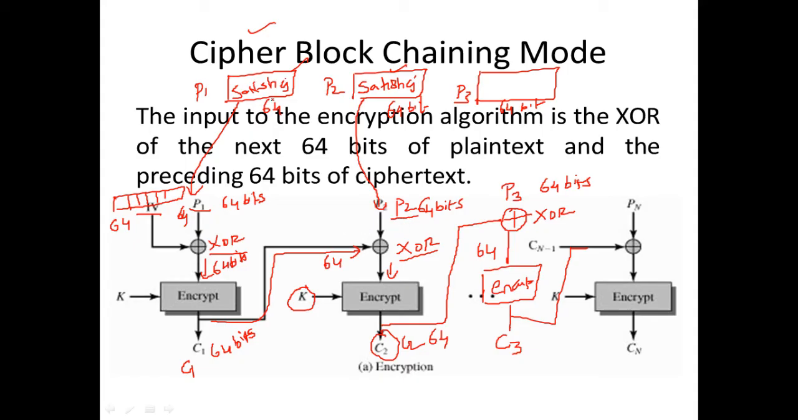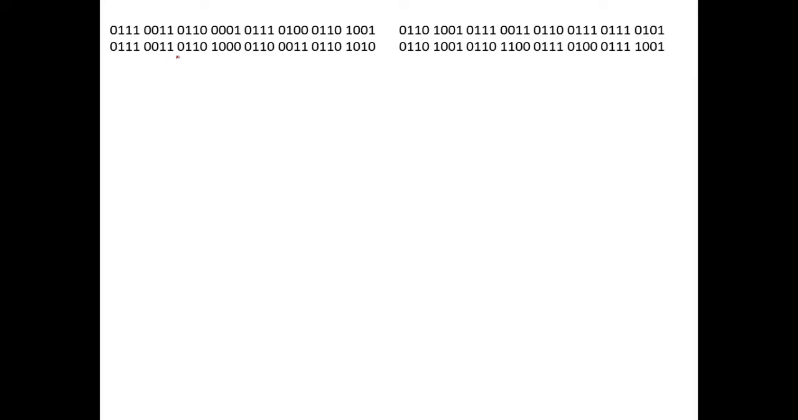So definitely, even when the input plaintext blocks are the same, the output ciphertext will be different because of the randomization of the inputs. Now let us take a look at a small visualization of this. Say we have two plain text blocks. This is P1, P2. You can see here this is 64 bits and this is also 64 bits.